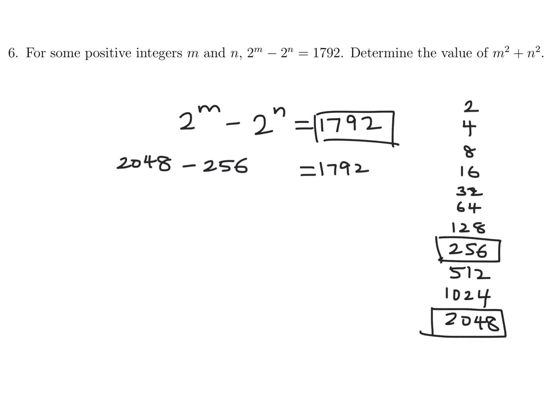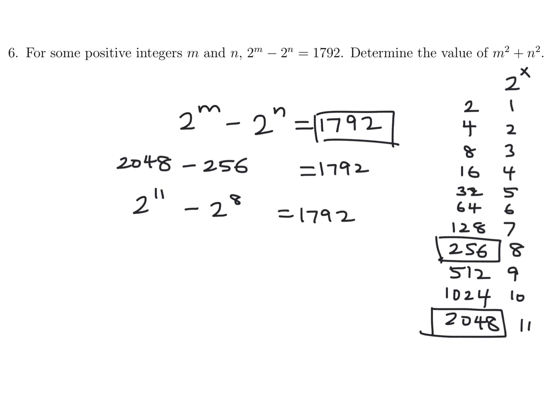So what was this in terms of a power? This was 2 to the power of, so 1, 2, 3, 4, 5, 6, 7, 8, 9, 10, 11. So basically this was 2 to the power of 8. Oh, sorry, no. 2 to the power of 11 minus 2 to the power of 8 is 1792. So that means that m is 11 and n is 8.